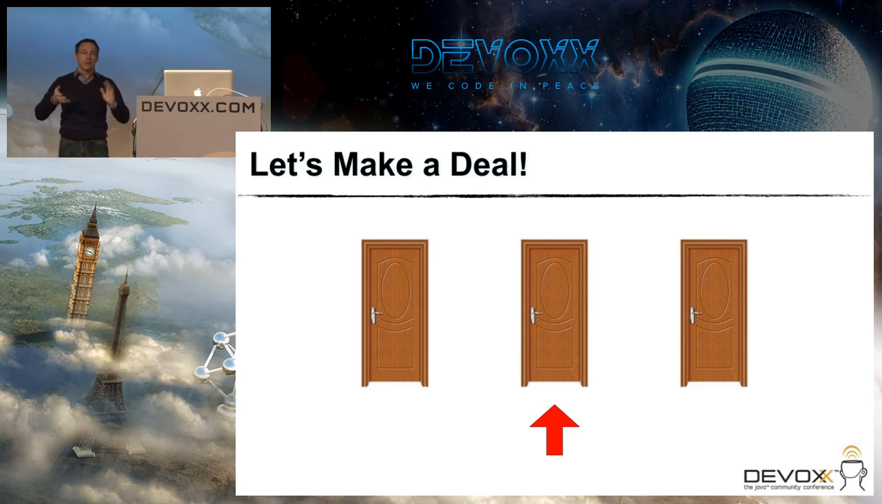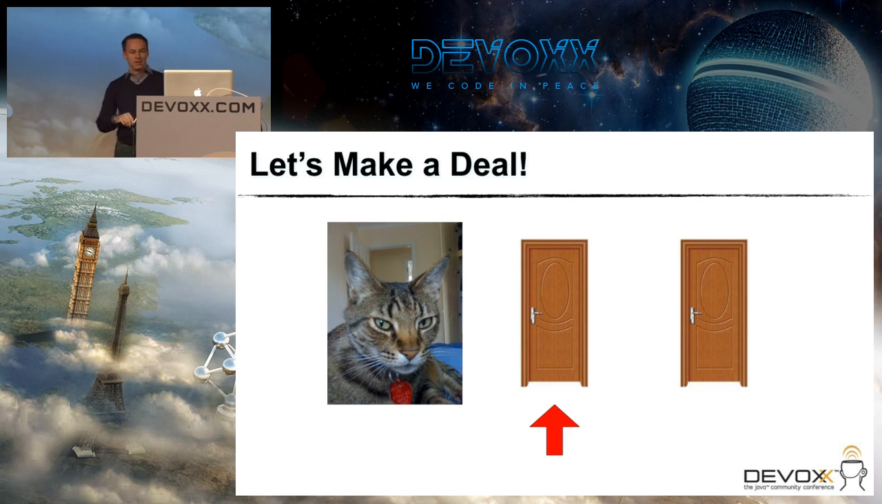So what I want to do is find the door that is a car, right? So select a door. I selected door number 2. The host comes over and goes, you sure about that? I say, I think so. He goes, tell you what, I'm going to open one of the other doors, and I'm going to show you what's behind it, and then I'm going to let you choose again.